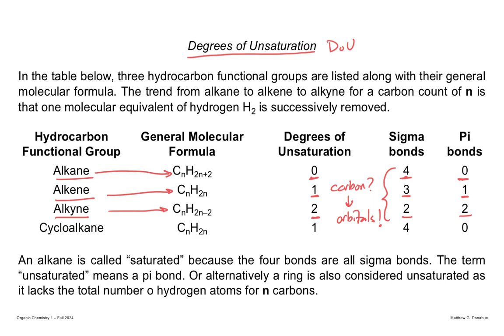So again, saturated deals with all 4 of those bonds being sigma bonds. Unsaturated means there's at least 1 pi bond. And then as sort of an asterisk to unsaturation, you can lose a hydrogen equivalent if you form a ring.